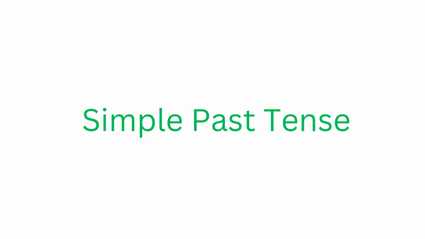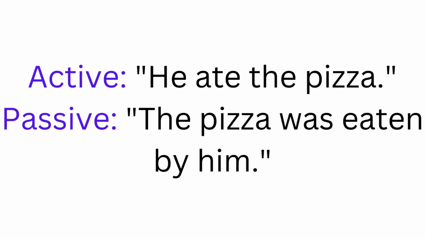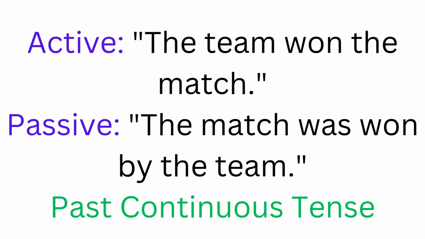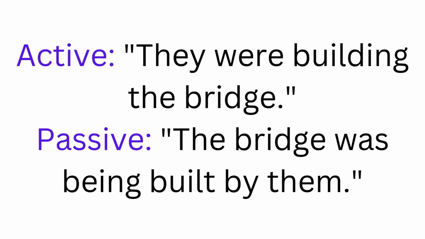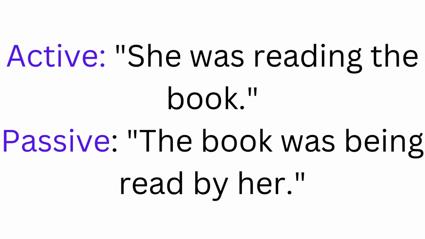3. Simple past tense. Active: He ate the pizza. Passive: The pizza was eaten by him. Active: The team won the match. Passive: The match was won by the team. 4. Past continuous tense. Active: They were building the bridge. Passive: The bridge was being built by them. Active: She was reading the book. Passive: The book was being read by her.